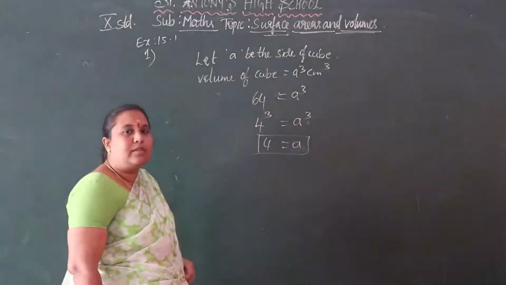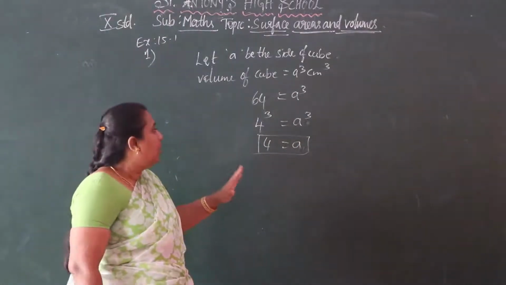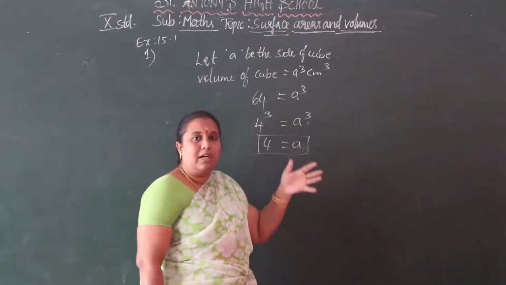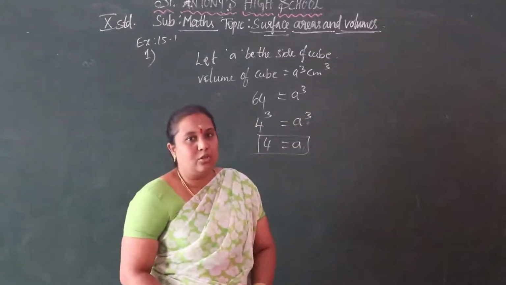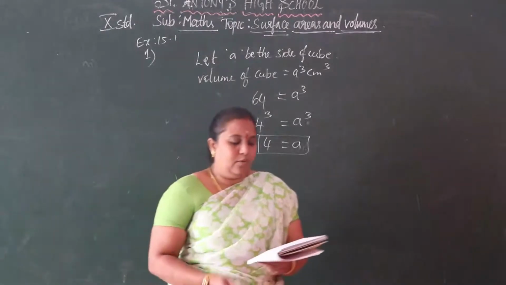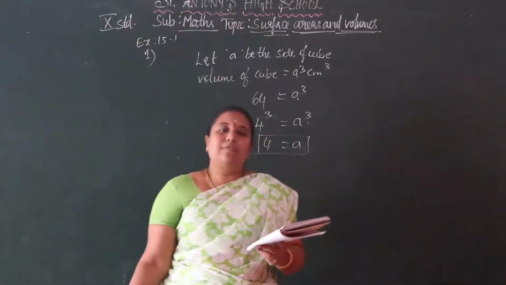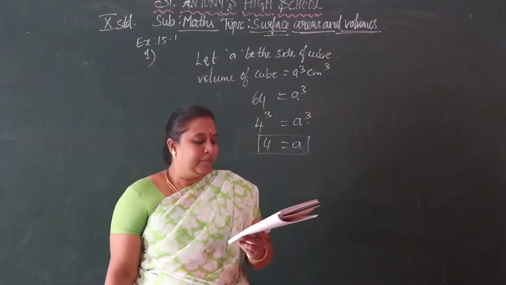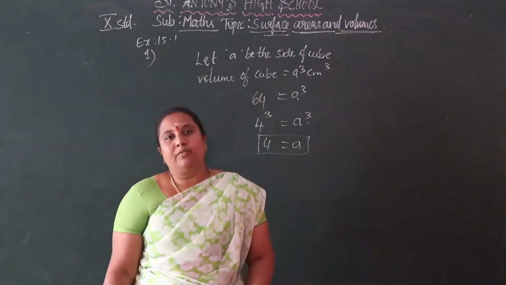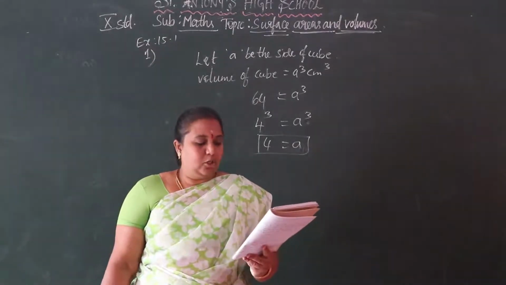The side of the cube is 4. Now we found the side of each cube, that is a equals 4. So the length of the edge of each cube is 4 centimeter. Now we have to find the resulting cuboid.